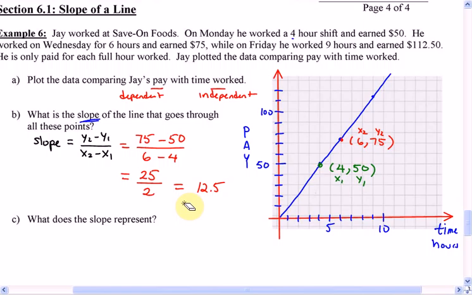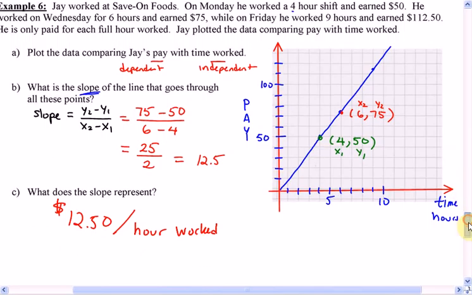Remember last day, slope is pretty much the same thing as rate of change. So in this case, what's the context for slope? What are my units for slope here? What's the number on top represent? The 75 and the 50. What are those? Pay, it's dollars. What's the number on the bottom? 6 and 4, they talk about time. So the 12.5 now is your pay, dollars per hour worked. That's your hourly wage. This guy who works at Save on Foods gets paid $12.50 an hour. That's what it says.